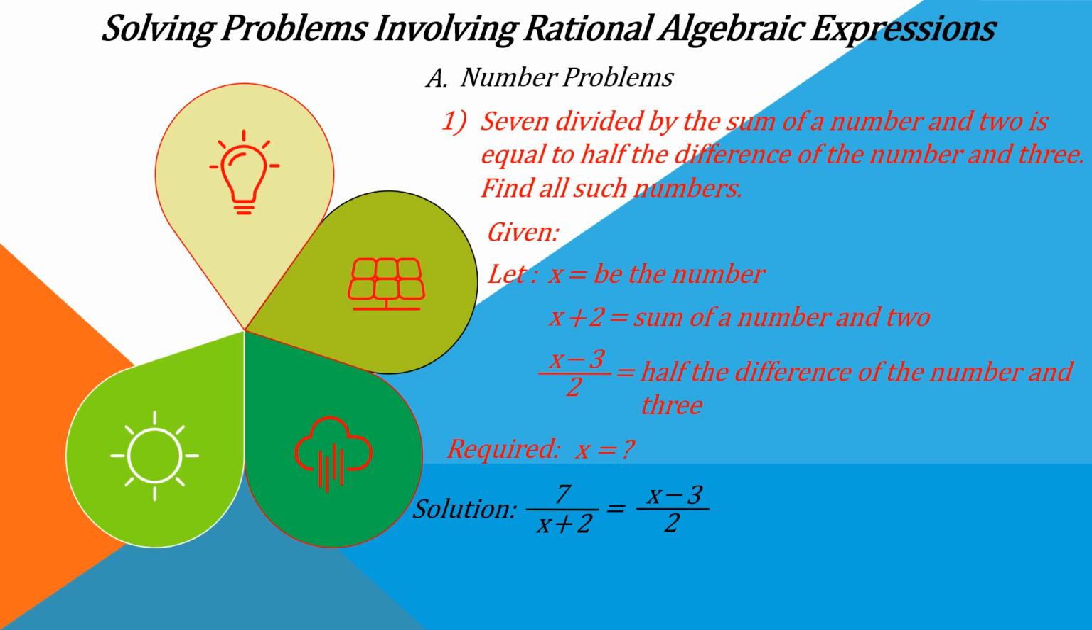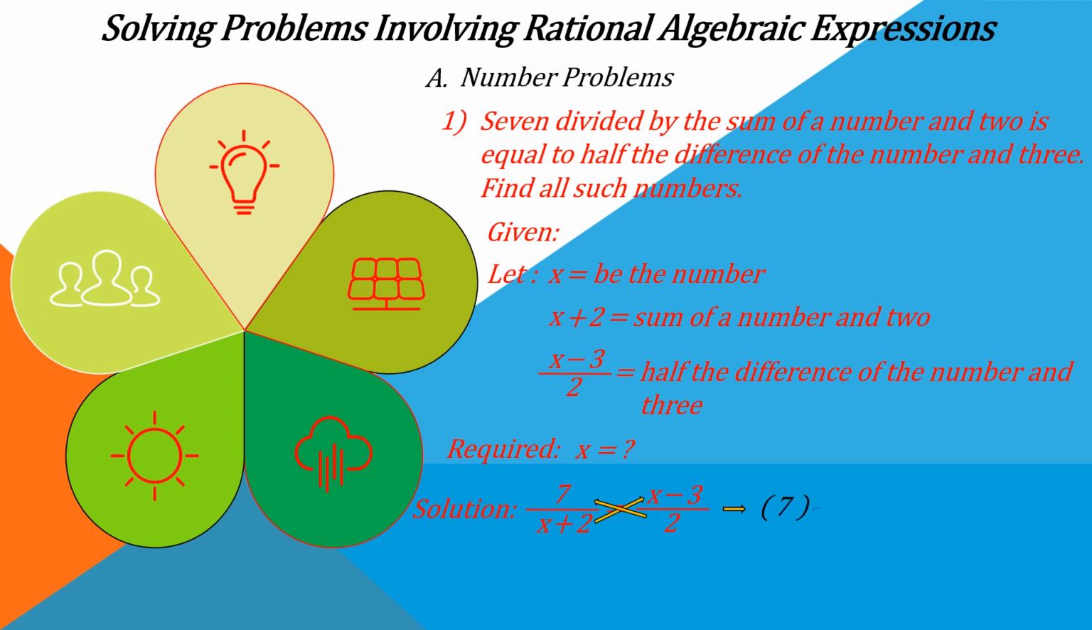which is half the difference of the number and 3. So in this example, we need to solve for x, and since there are two algebraic expressions which are equal, we need to cross multiply. Cross multiplying is the numerator of the first expression multiplied by the denominator of the other expression, and denominator multiplied by numerator.